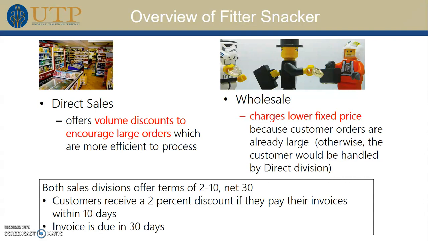For direct sales, Fictitious is able to offer volume discounts to encourage large orders, which are more efficient to process. But for the wholesale, it charges a lower fixed price because the customer orders are already large. Otherwise, the customer will be handled by the direct division. Both sales divisions offer terms of 2/10 net 30. What this means is that customers would receive a 2% discount if they pay their invoices within 10 days, and the invoice is due in 30 days.